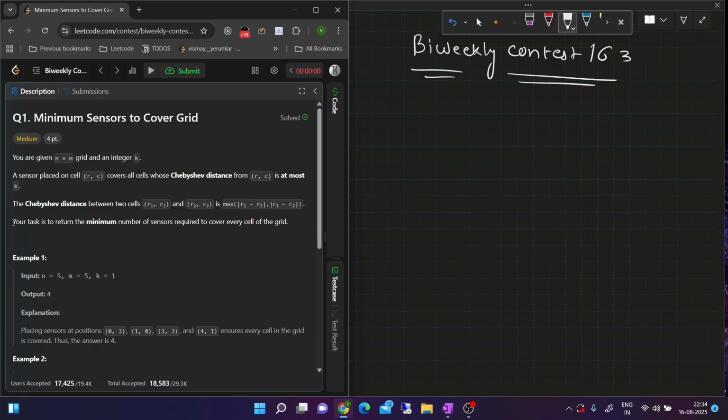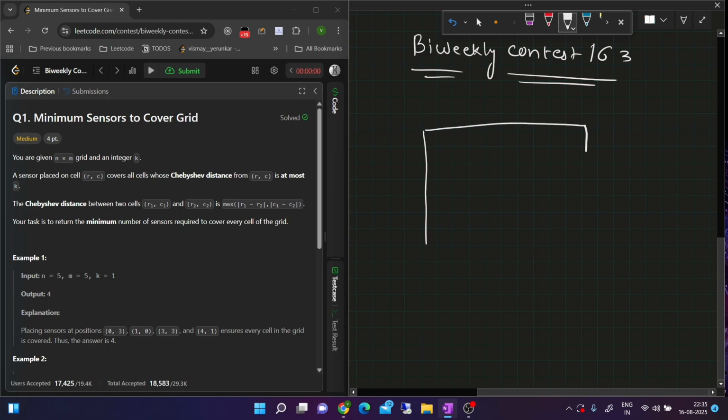Okay, so our task is to minimize the number of sensors required to cover every cell of the grid. Okay, seems to be an interesting problem. So let's go through this first test case and then understand this problem. So let's try to make the grid first.